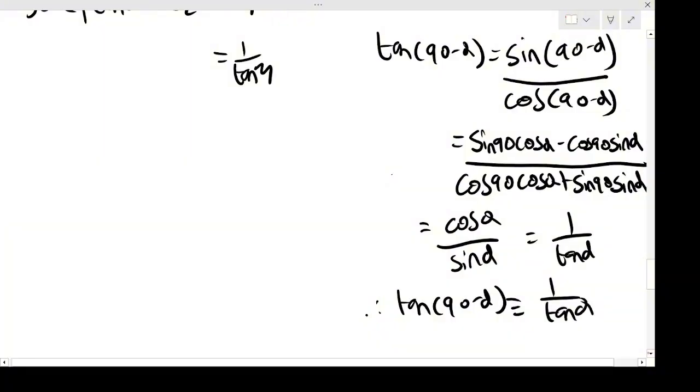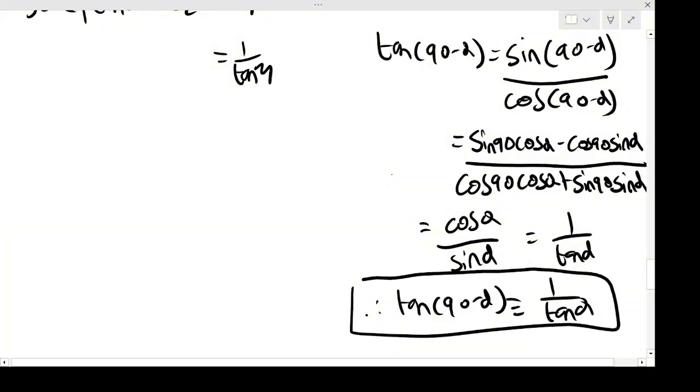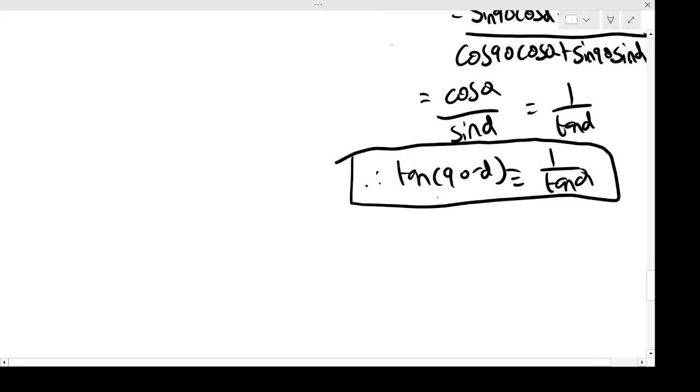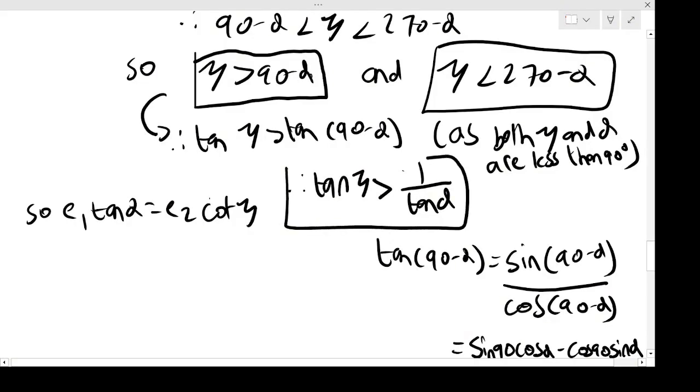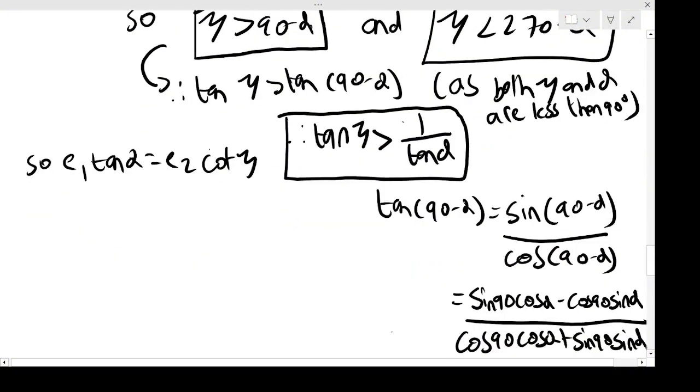Okay, so hopefully you're happy with that. And so then tan of 90 minus alpha is 1 over tan alpha. Well, then we can actually simplify this inequality here. So therefore we can say that tan gamma is going to be greater than tan of 90 minus alpha, but that's, as we just saw, the exact same as 1 over tan alpha. And so we can use that in this expression here. So at that point then we just need to do a bit of algebra to simplify it now.